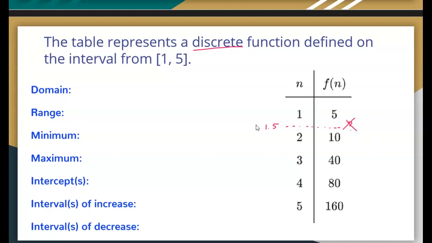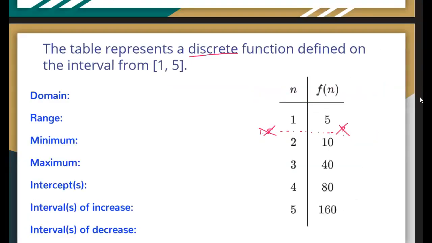The answer is no, it would not exist, because this is only the dots. So the numbers in between the dots don't exist. The entire function is defined here as these dots. This also tells us, the sentence tells us that it's defined on the interval from 1 to 5, so the values from 1 to 5, inclusive, because it's square brackets. We have a value at 1, we have a value at 5, but we don't have any values outside of there. The only values we have are the ones from 1 to 5.